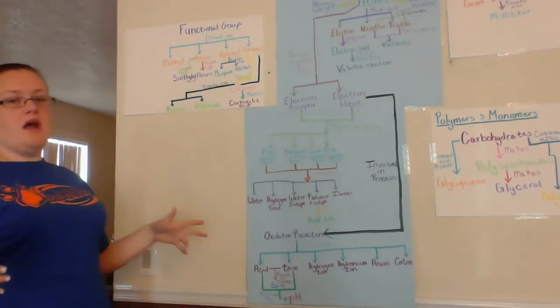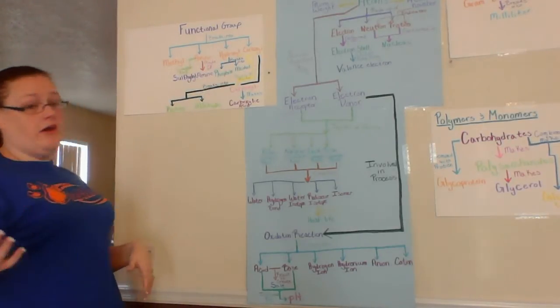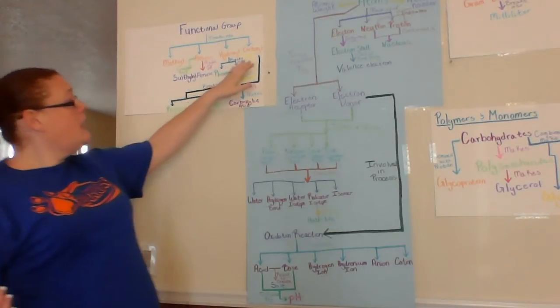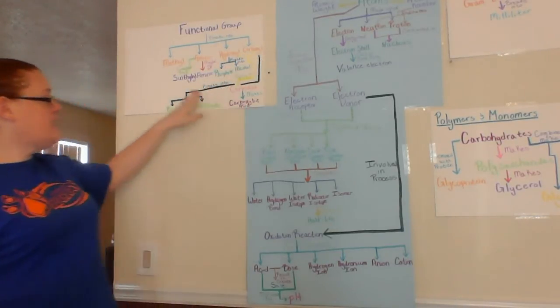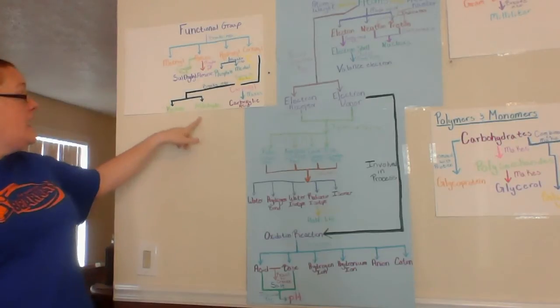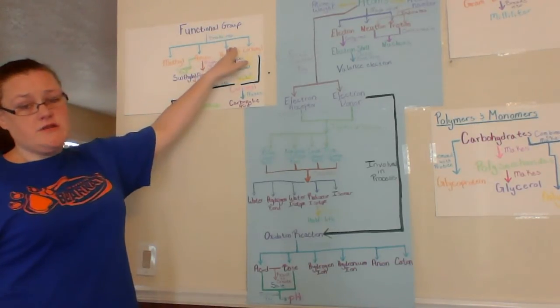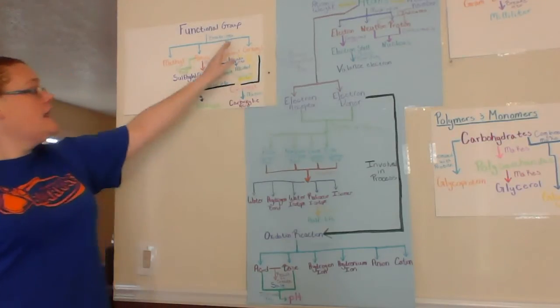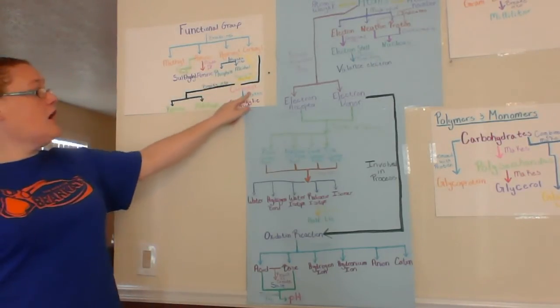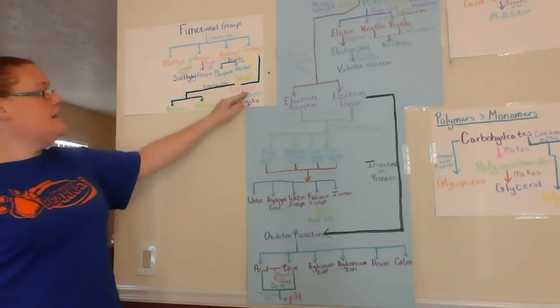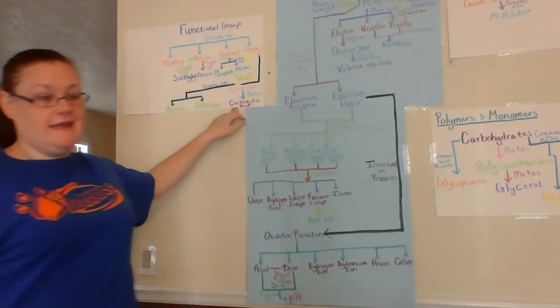Hydroxyls break into two products. You have your phosphates and you have your alcohols. Carbonyl will actually break down into ketones and aldehydes. When you combine a hydroxyl and a carbonyl, they pair up and make what is called a carboxyl. These will in turn create carboxylic acid.